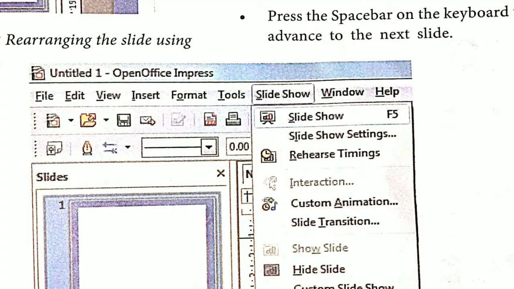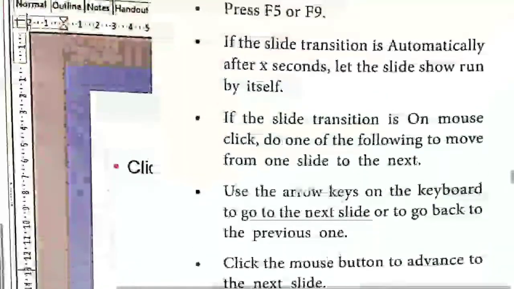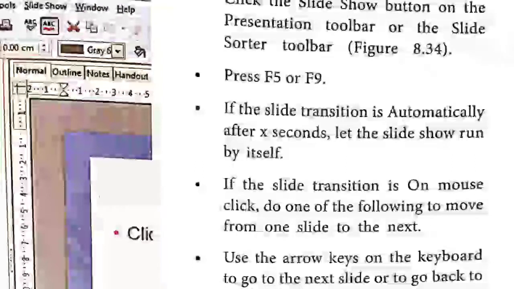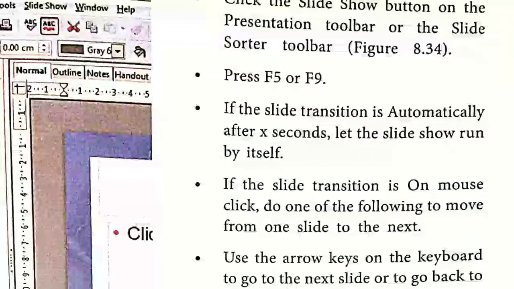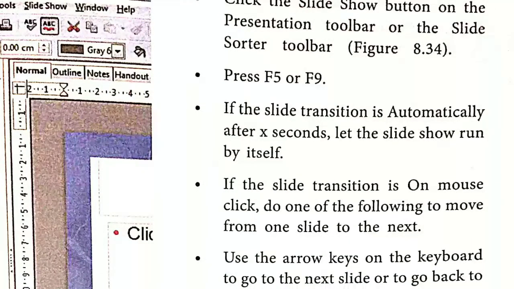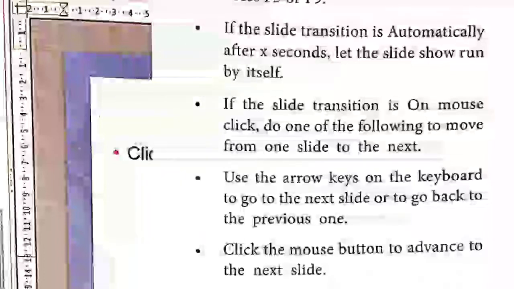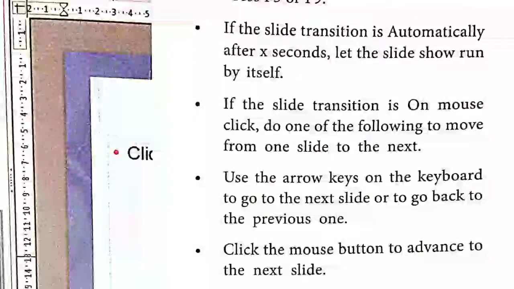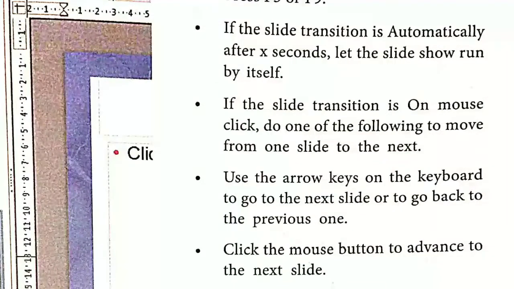So if the slide transition is automatic, when you set your slideshow as automatic, then after the number of seconds it will move on to the next slide by itself. Or else you have to move from one slide to another by using the mouse click or by using the arrow keys on the keyboard. So at this point, using the arrow keys, you can go to the next slide, or go back to the previous one.